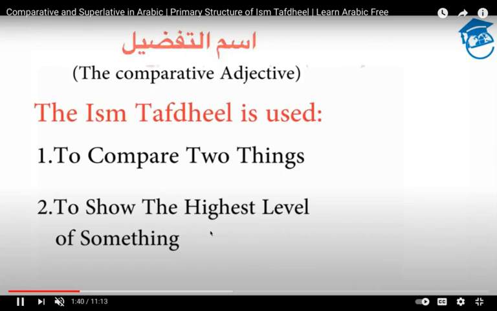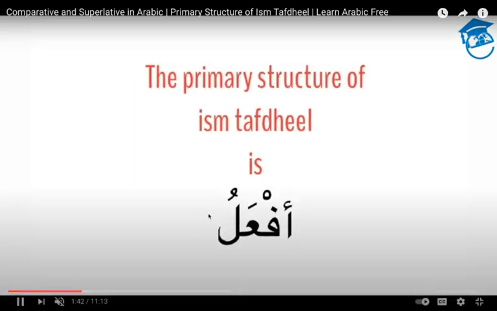Well, in Arabic, the primary structure of اسم التفضيل is أفعل. Example, أكبر. How? You have the pattern of فعل, a three-letter verb, and you add الهمزة, الألف والهمزة. So you add to the فعل an alif: أكبر, أصغر, etc.